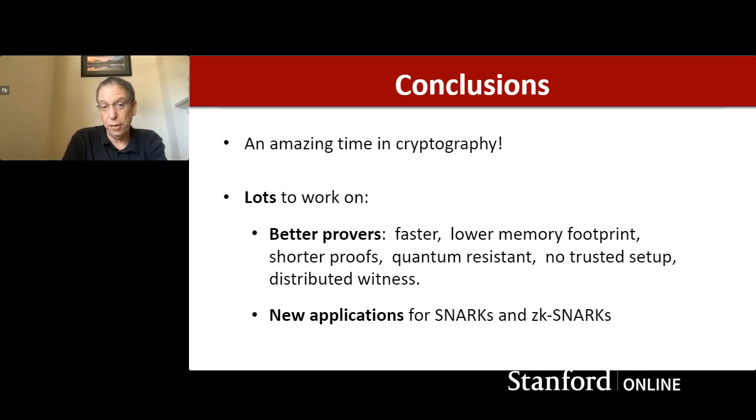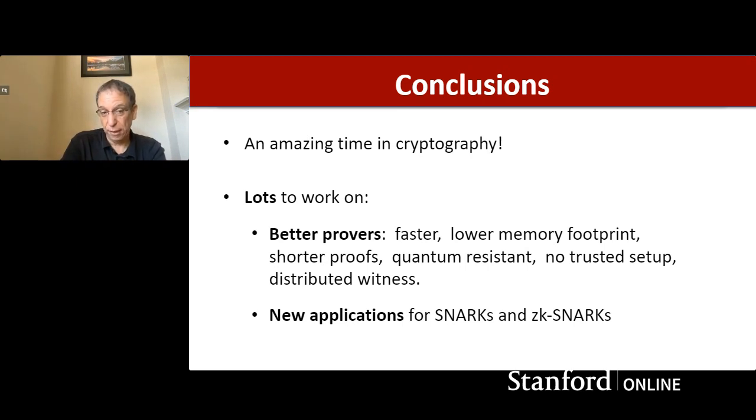Even in the area of SNARKs, there's a lot more to work on. For example, building faster provers with lower memory footprints. We'd like to get shorter proofs. We'd like to make them quantum resistant. We'd like to get rid of trusted setup. We'd like to be able to do proofs on what are called distributed witnesses, when the witness is distributed across multiple parties, and so on. So there's still lots and lots of work to do on these SNARKs, working under the hood in designing SNARKs. And then there's a lot more work to do in designing new applications for SNARKs and for ZK-SNARKs.